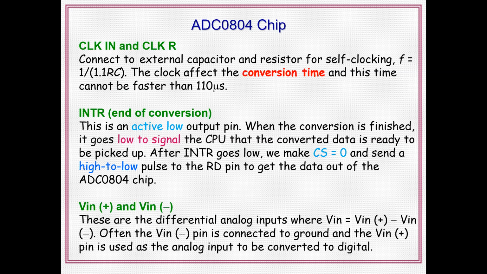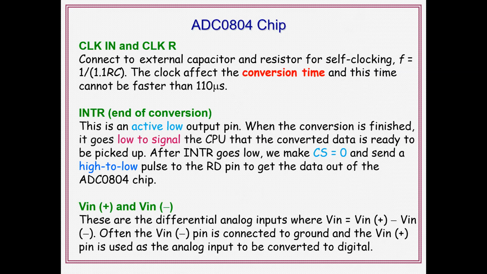So whatever values we are going to adjust in the resistor and capacitor, that should not be faster than 110 microseconds, because minimum it requires 110 microseconds. This is also one note point in ADC.